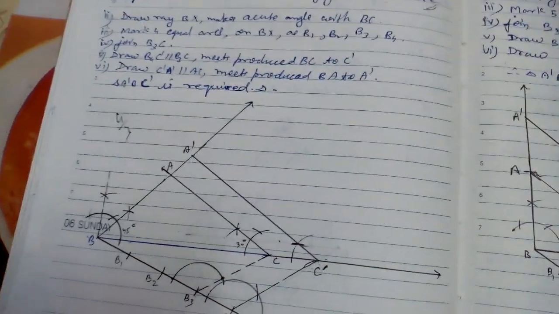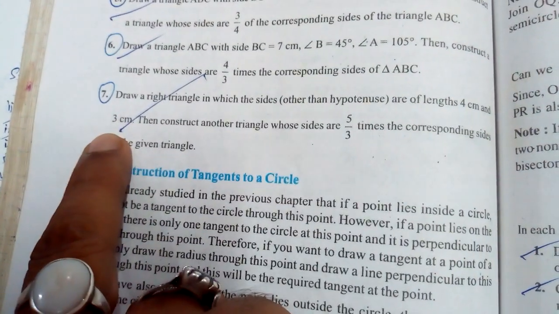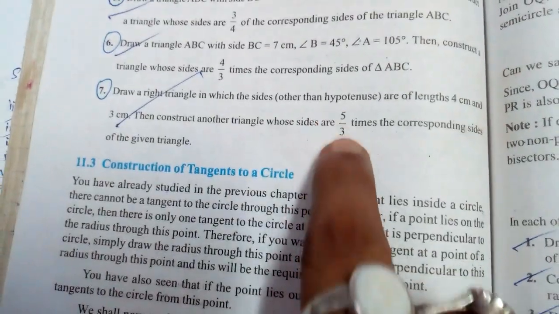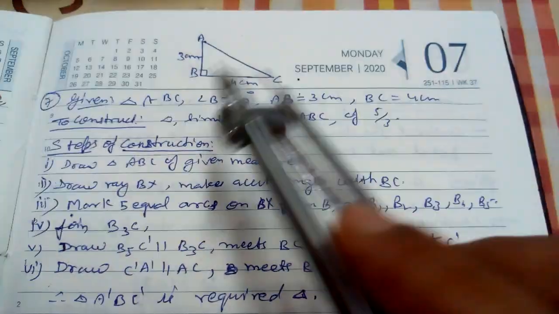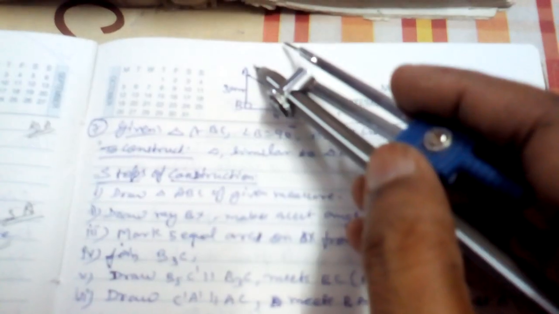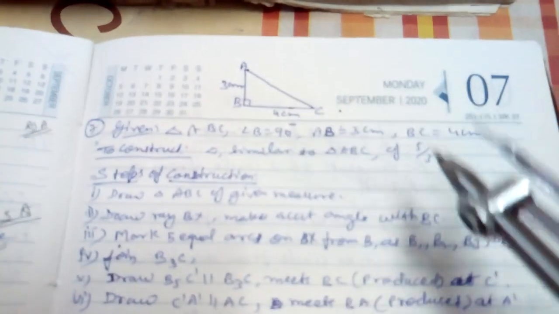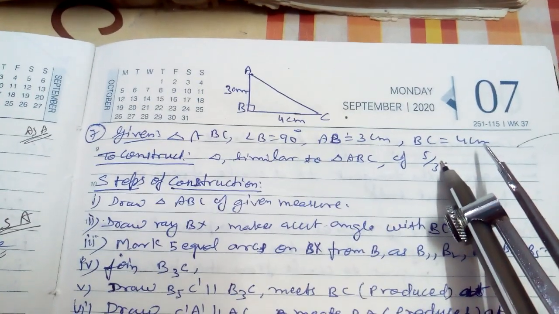Now we'll see question number 7. Draw a right triangle whose sides other than the hypotenuse are 4 and 3, and draw a similar triangle with scale factor 5/3. So first of all you draw a triangle ABC. The name is not given, so you write a name according to your choice. I have written ABC, BC 4, AB 3, angle B 90. It is given. Then construct a similar triangle with 5/3 scale factor.